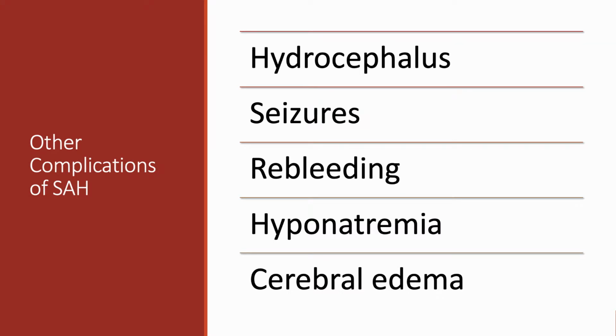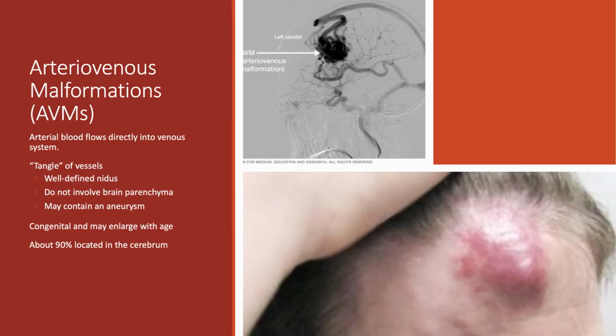Other complications include hydrocephalus. There could be some reason that there's no drainage of the CSF happening. Seizures, again, anytime that you have blood or some other foreign substance in the brain parenchyma, that can cause seizures. There's certainly an opportunity for rebleeding. Hyponatremia happens, and that's a long explanation about how brain problems can cause hyponatremia, but it has to do with ADH and all that other stuff. And then cerebral edema as well.